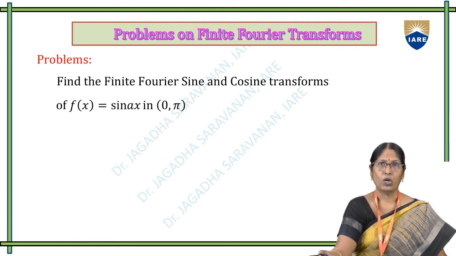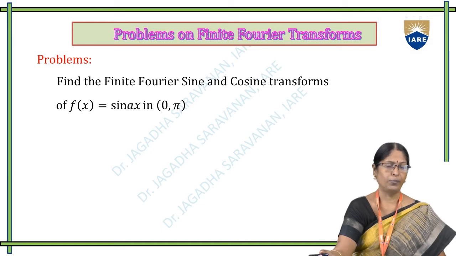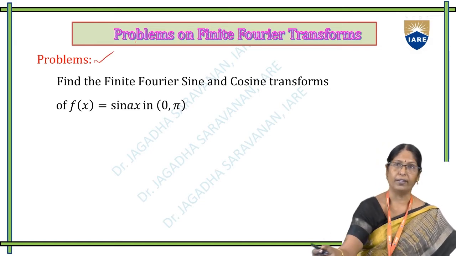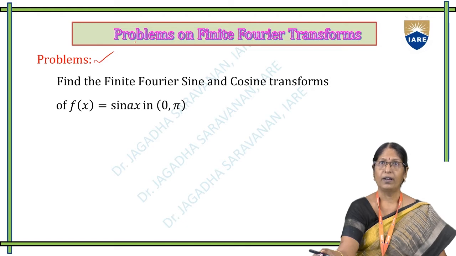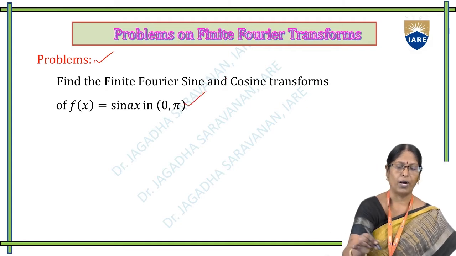Now, we will concentrate on the problems. The first problem is: find the finite Fourier sine and cosine transforms of f of x equal to sine ax in the interval 0, pi.